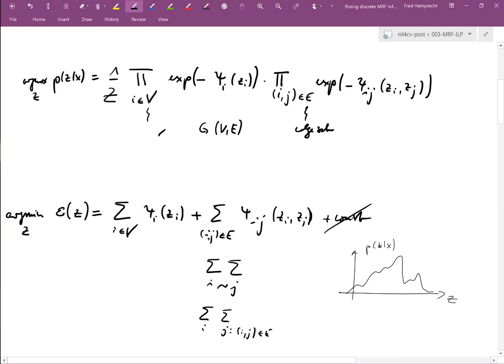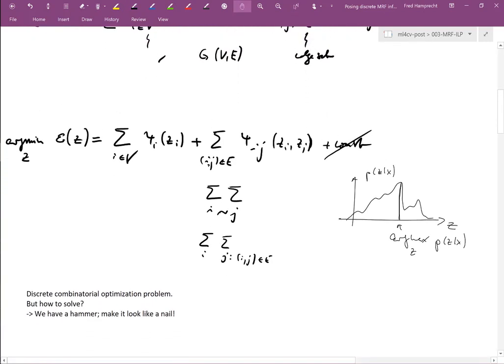In maximum a posteriori, we're simply looking for the highest posterior probability solution. So this is the argmax that we're looking for here. And for this, we don't need the partition function. And estimating this, we don't need the normalization, and that's a huge simplification in general.